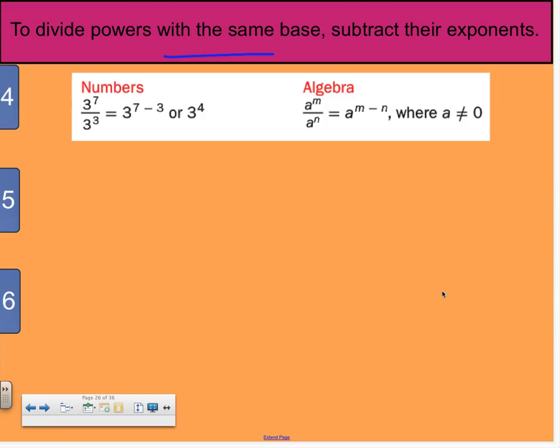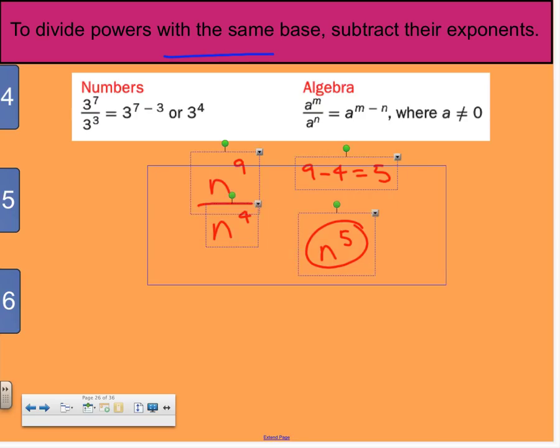The next example is pretty much the same thing, but once again, we're using variables. So I have n to the 9th power divided by n to the 4th. The fact that our base is a variable does not change the rule at all. When we're dividing powers with the similar bases, we subtract the powers. So 9 minus 4 equals 5. So my answer will be n to the 5th power.